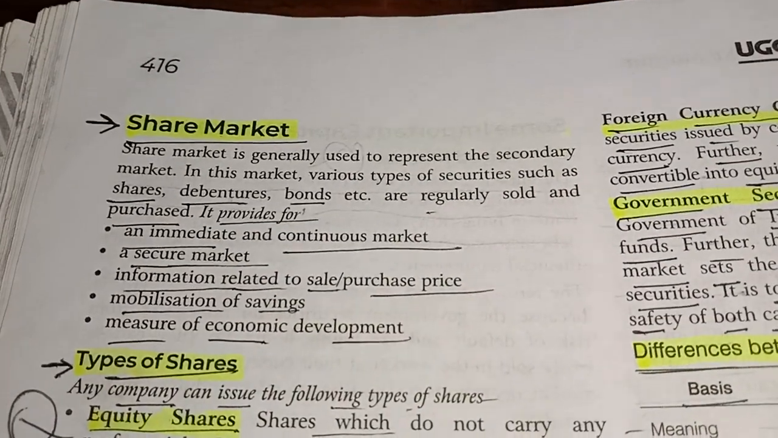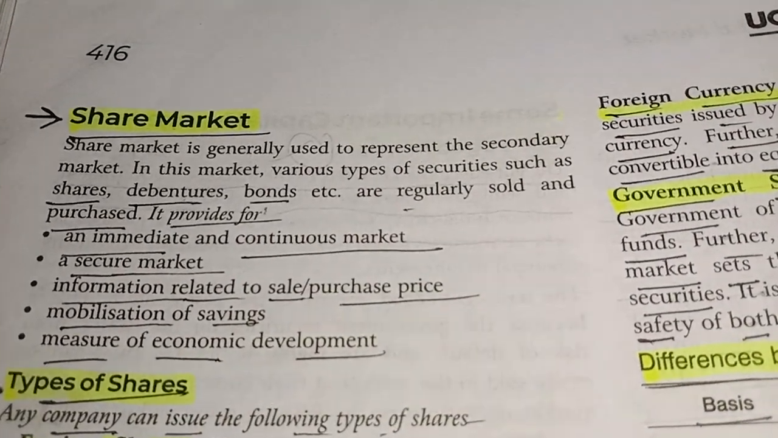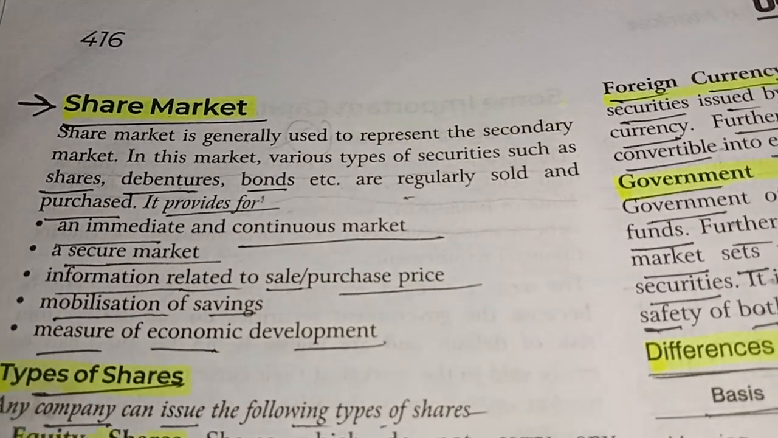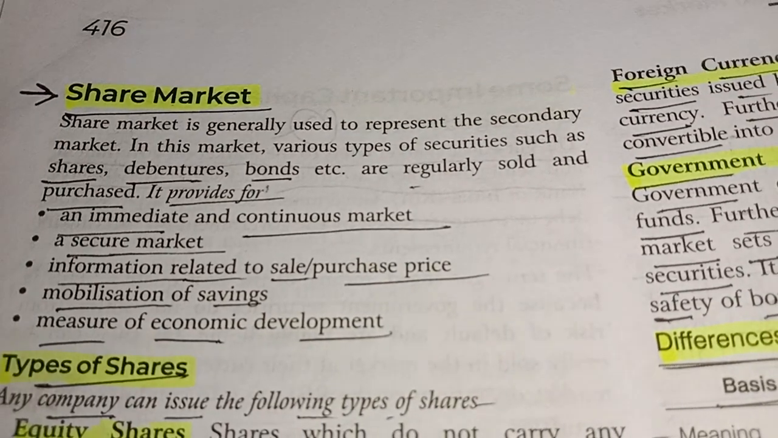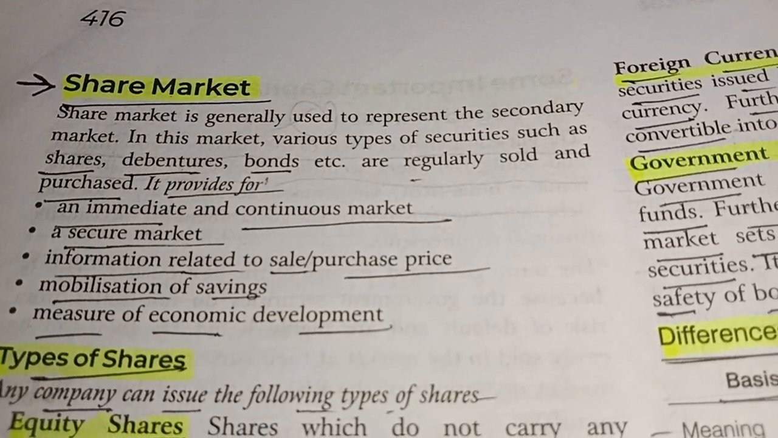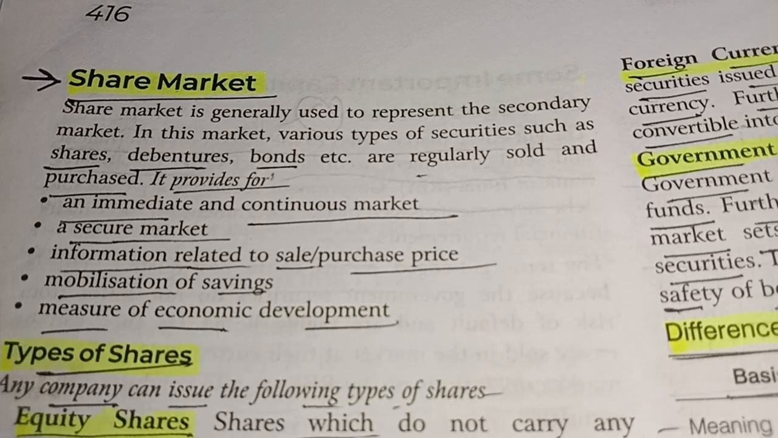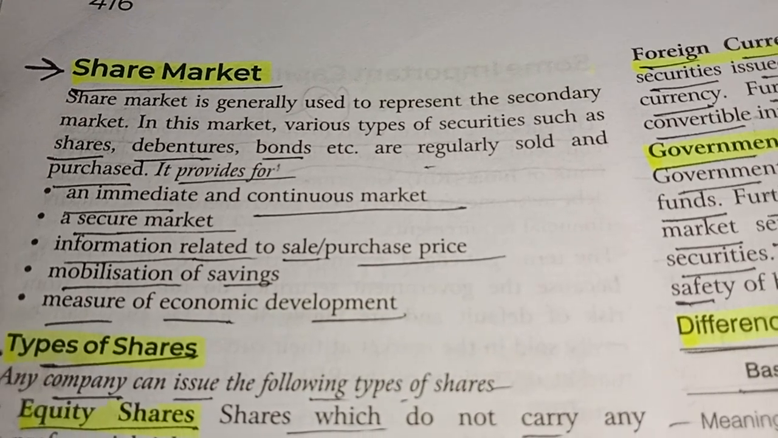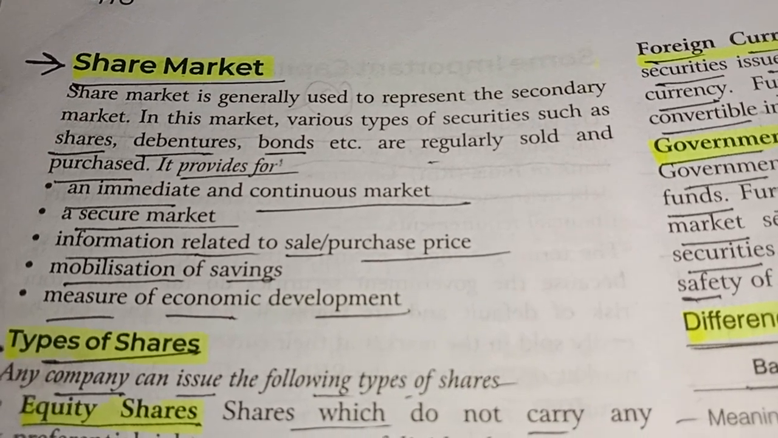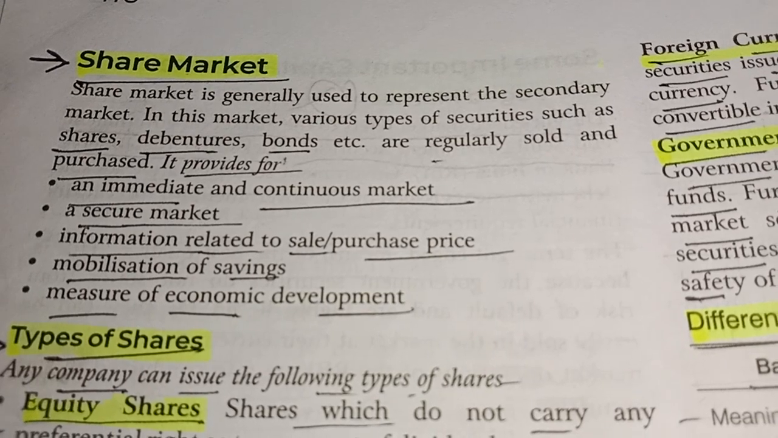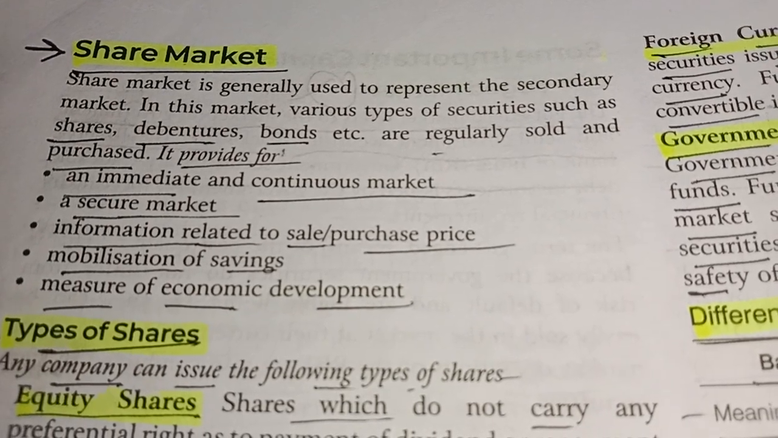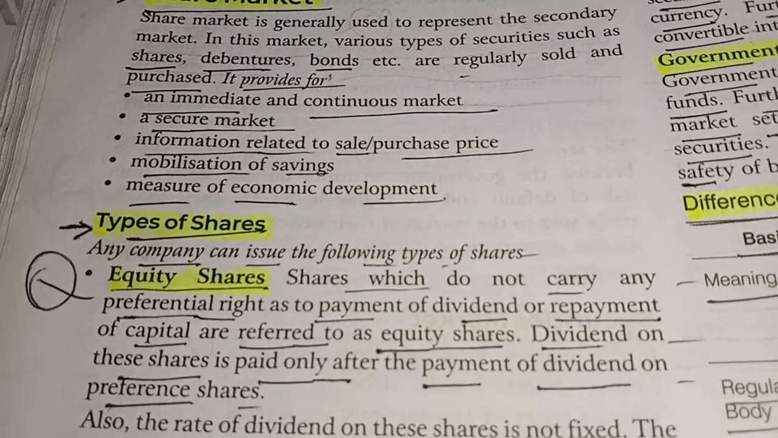Share market. Share market is generally used to represent the secondary market. In this market, various types of securities such as shares, debentures, bonds, etc. are regularly sold and purchased. It provides for an immediate and continuous market, a secure market, information related to sale, purchase price, mobilization of savings, measures of economic development. Types of shares.